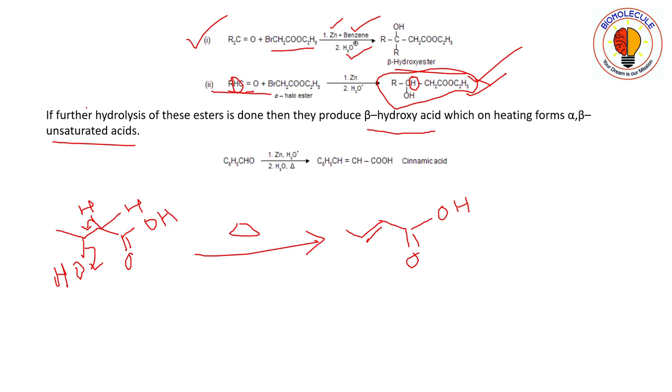Over here you see that if you take benzaldehyde and perform this Reformatsky reaction, then we do hydrolysis followed by heating. Here we are doing hydrolysis to get beta hydroxy acid, and then we are heating, so we are getting this alpha beta unsaturated acid, that is, here we are getting cinnamic acid.